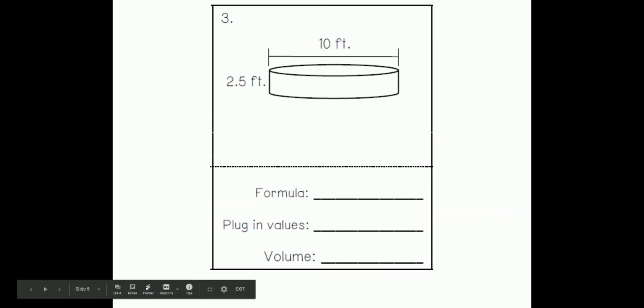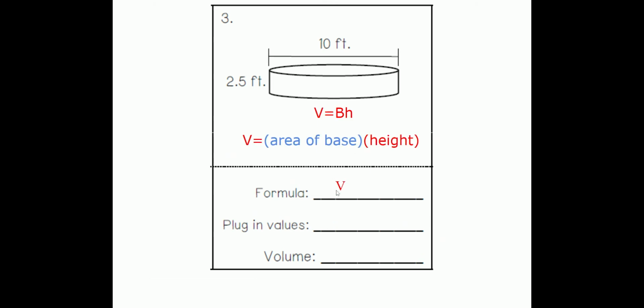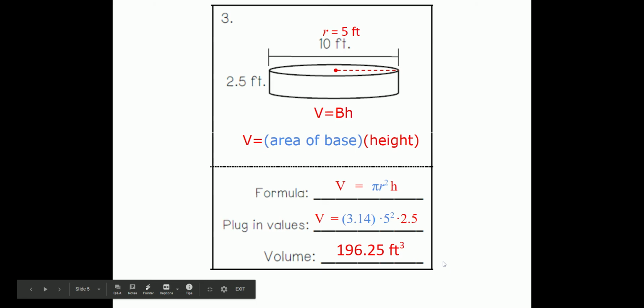Let's try another one. You may want to pause the video to try it yourself. So our formula is, again, because it's a cylinder, V equals pi r squared times height. We want to plug in our values. We don't know the radius right now, but we do know the diameter, and the radius is half of the diameter, so the radius is going to be 5. So now we know all the values we need. Volume, which is missing still, equals 3.14, radius is 5, and height is 2.5. Once we multiply that all out, we should get 196.25 feet cubed.